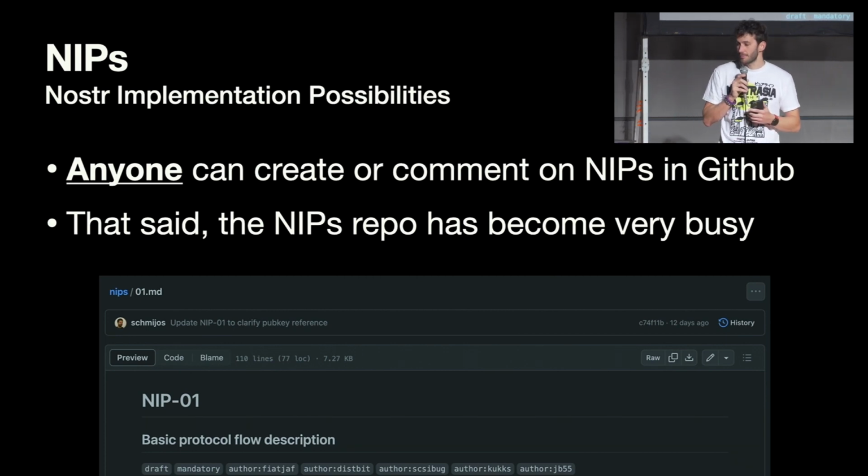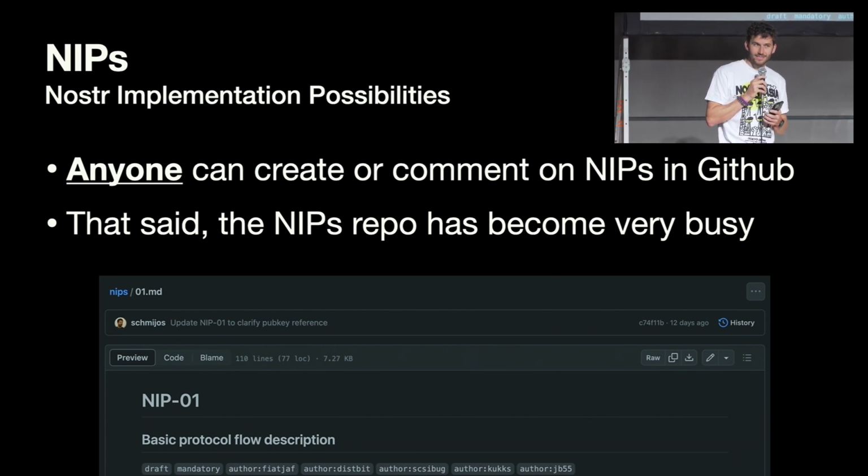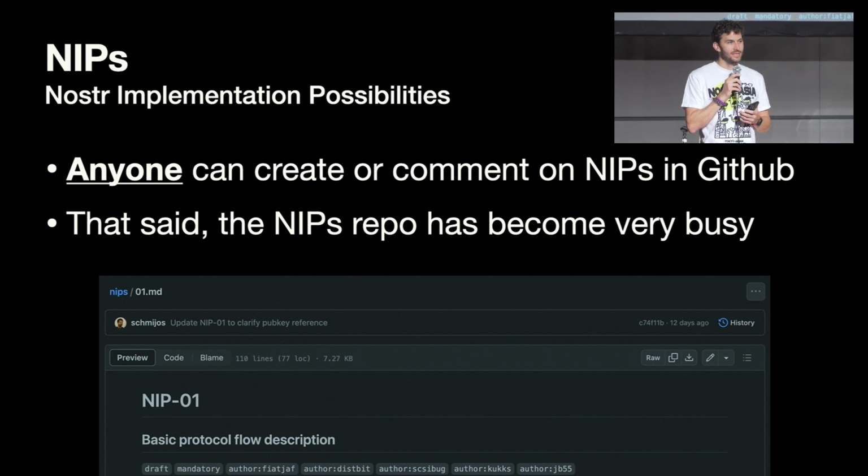It's a completely open repository. That said, I think, and this is one difference from the talk I gave in Costa Rica, that repo is very busy now. There are a lot of things happening in it, and that will continue to be the case. It'll get worse and worse over time, I'd say.